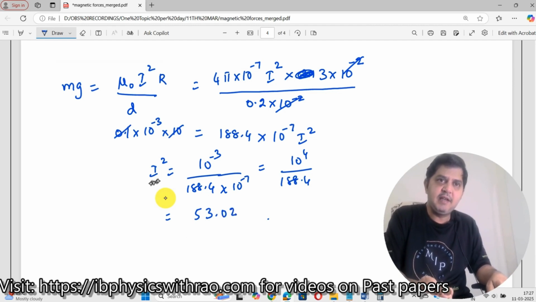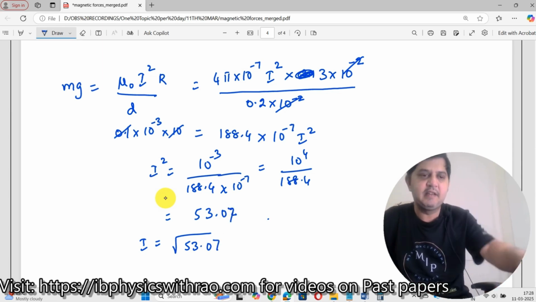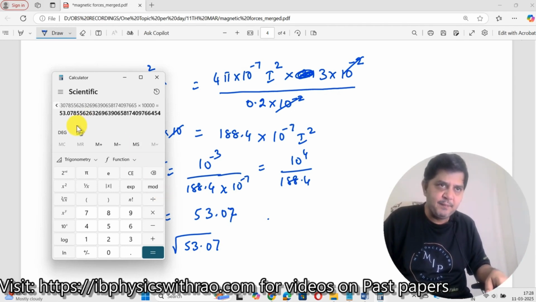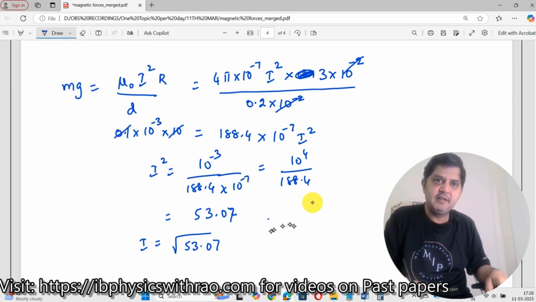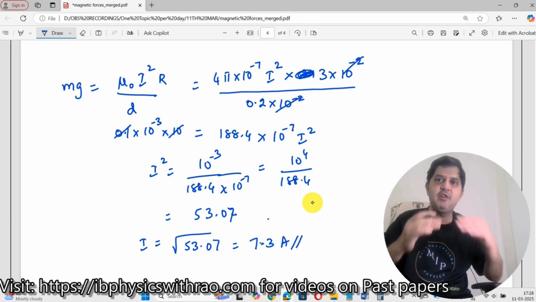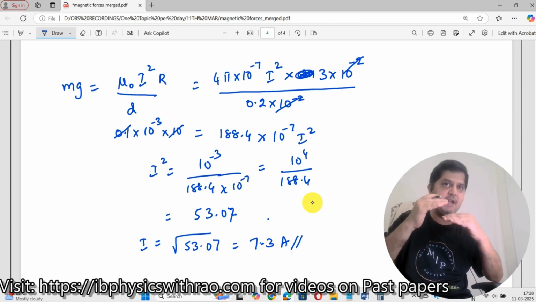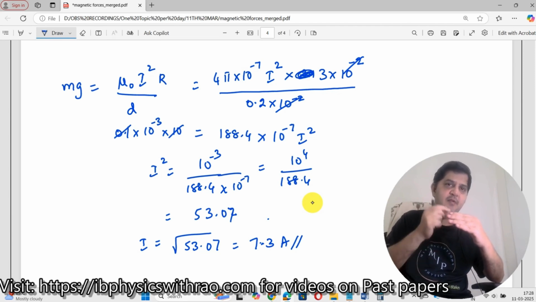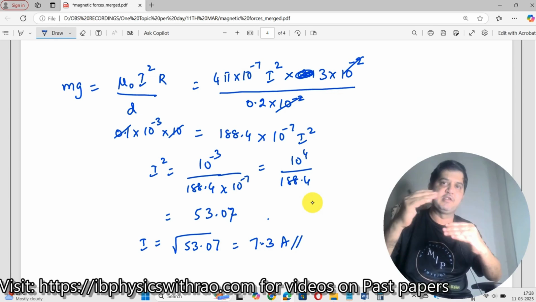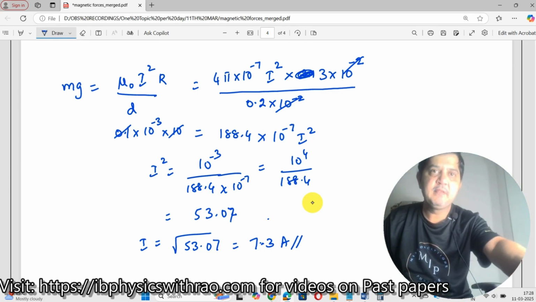53.07. What do I need? I need I. The value of I would be the square root of 53.07. If I take the square root of this, I get 7.28, which should be 7.3 amperes. That's the current which passes through the wire in order to make it come nearby by 0.1 centimeter. So when you apply a weight of 0.1 gram, definitely it will restore back to its original. Thank you.